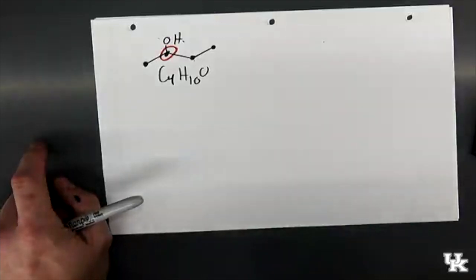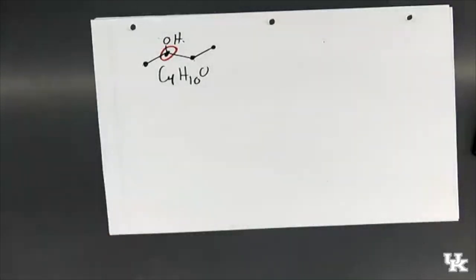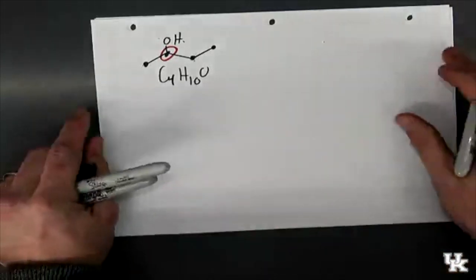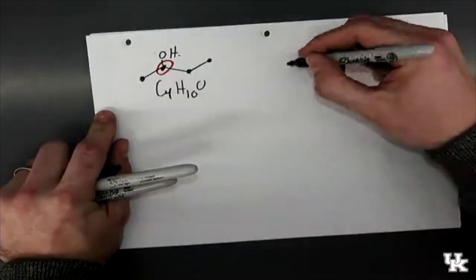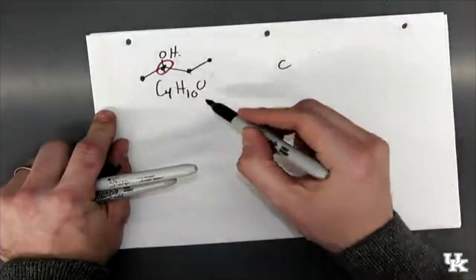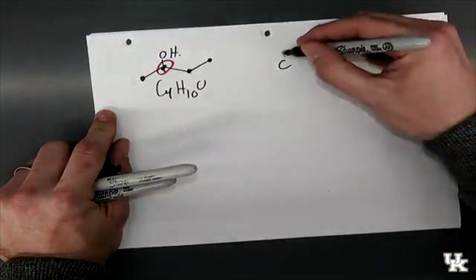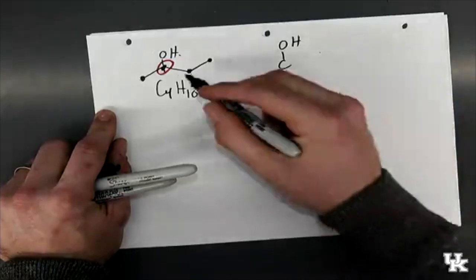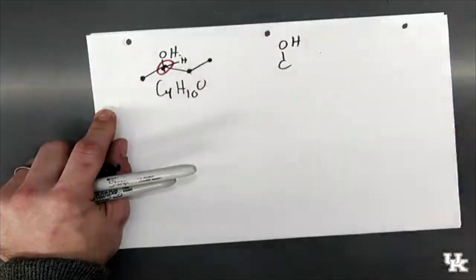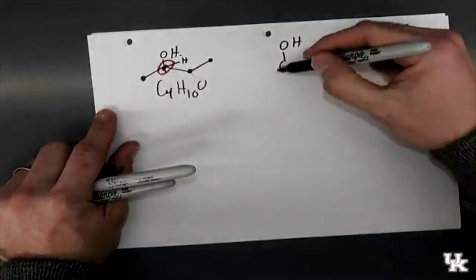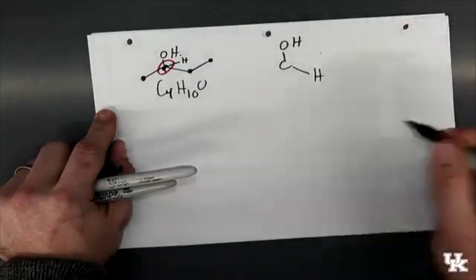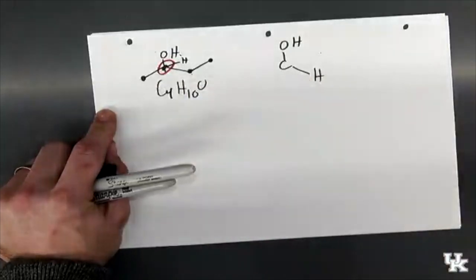And what makes it have chirality is that there are 4 unique groups on it. Okay? If you draw this in a dash wedge type structure, you have that carbon, this one here. We'll draw the oxygen on top, the hydroxyl group. It also has a hydrogen, right? Because it's a bond line drawing. So we'll draw it here. And then it has 2 substituents.